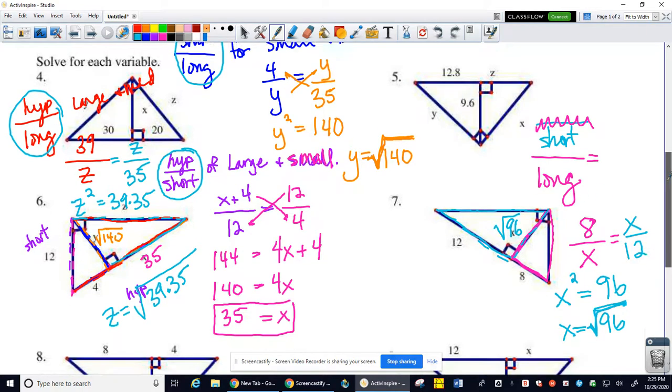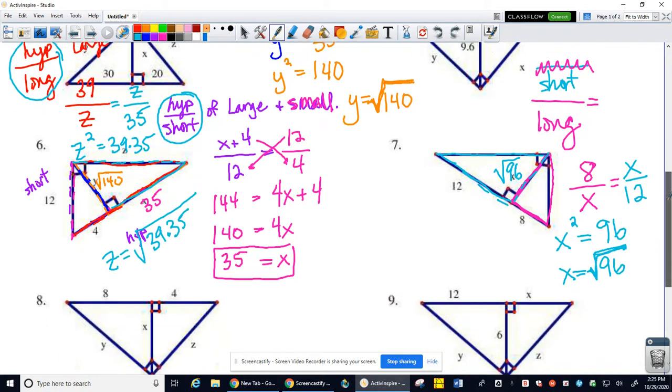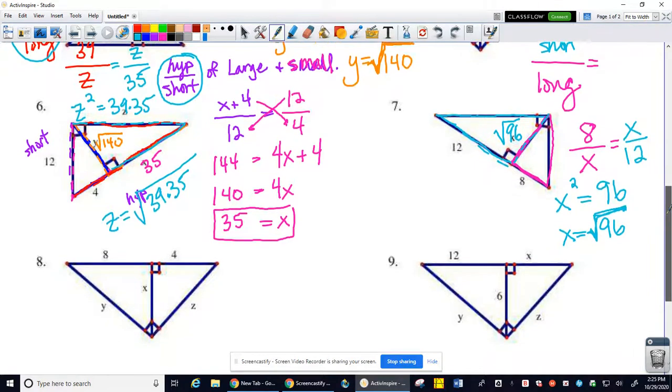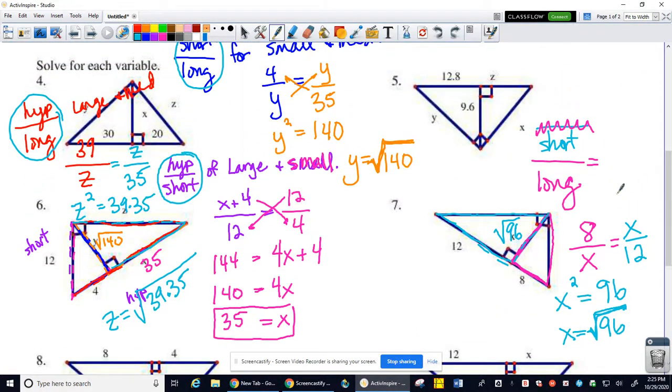You need to be able to figure out which legs and which triangles these variables belong to. When you do that, you can figure out the proportion and you can get everything right. So you solve all of these using proportions. Happy practicing proportions.